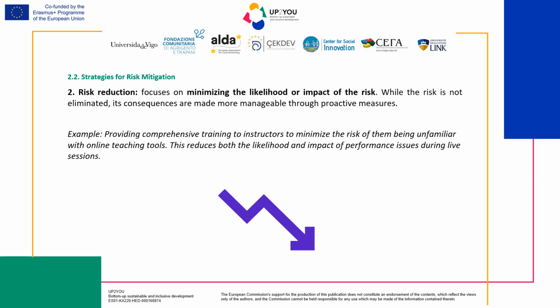Risk reduction is about taking actions that reduce either the likelihood of the risk occurring or the potential impact. While the risk isn't completely eliminated, the negative consequences are minimized, making them more manageable. Imagine you're running an online training program. To reduce the risk of instructors struggling with online teaching tools, you could provide them with complete training. By doing so, you minimize the likelihood of performance issues during live sessions and reduce the impact if a technical issue arises.